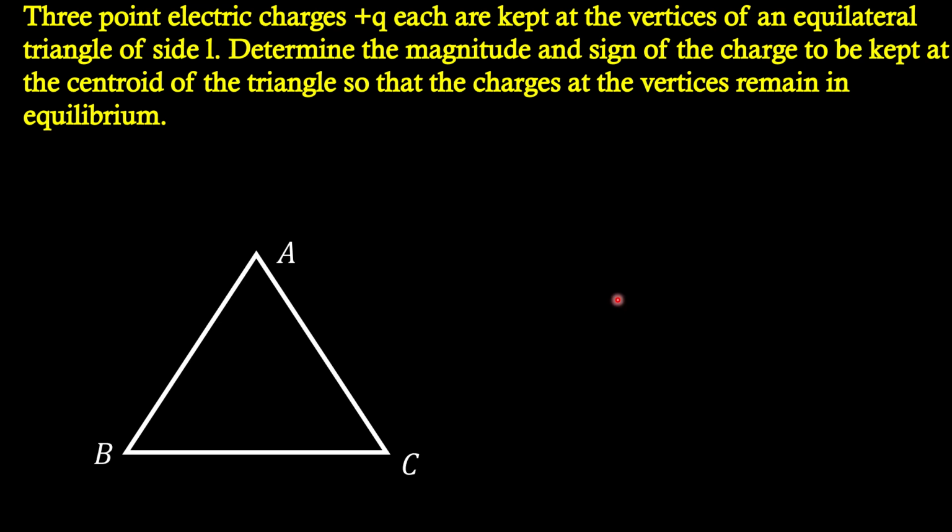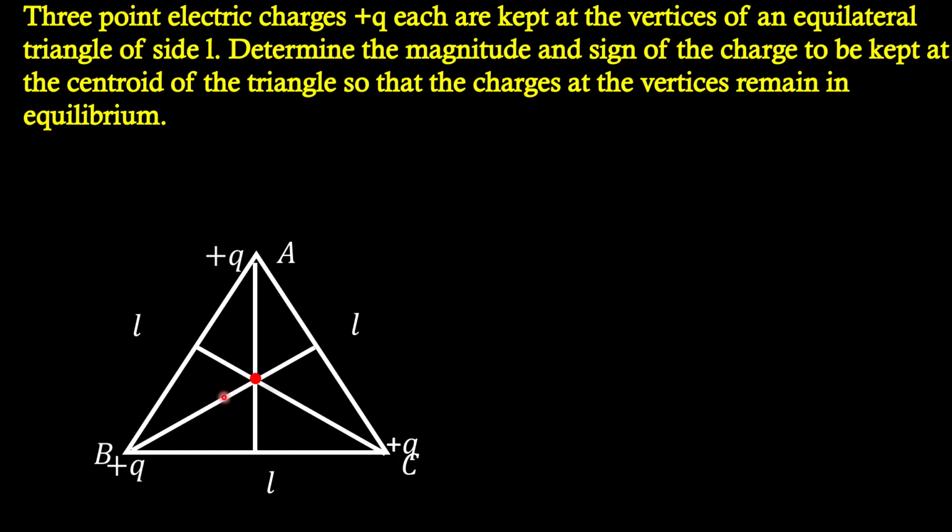In this question, three point electric charges are placed at the vertices of an equilateral triangle. Then a capital Q charge is placed at the centroid of this triangle. Here we have to find out the sign and the magnitude of this capital Q charge. The given condition is that the small q charges are in equilibrium.